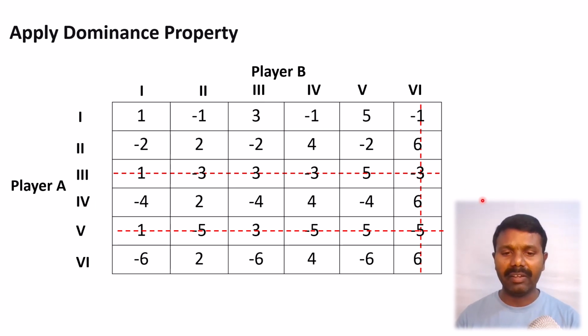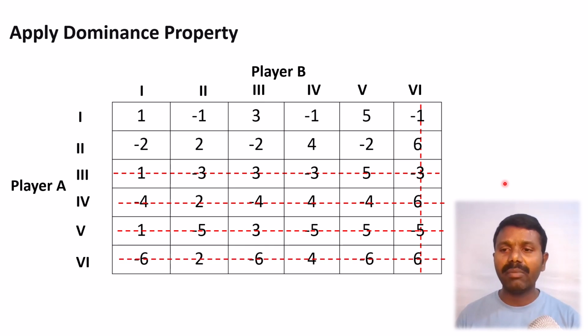from the payoff matrix. Then again, comparing the second strategy with the sixth strategy, minus 2 is dominating minus 6, here both are the same, minus 2 is dominating minus 6. Likewise the second strategy is dominating the sixth strategy, so the sixth strategy can be eliminated. Now we have eliminated 4 rows by using this dominance property.